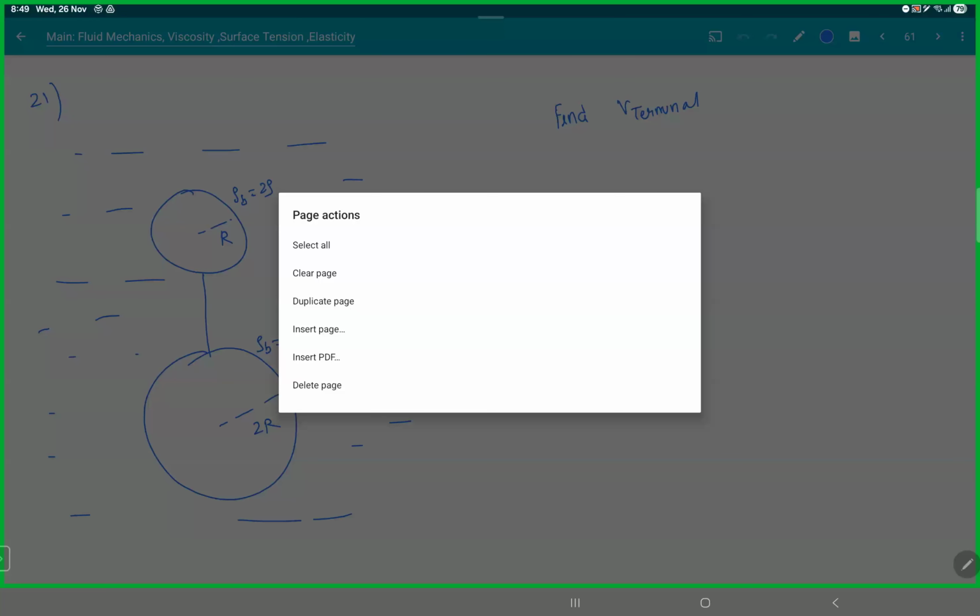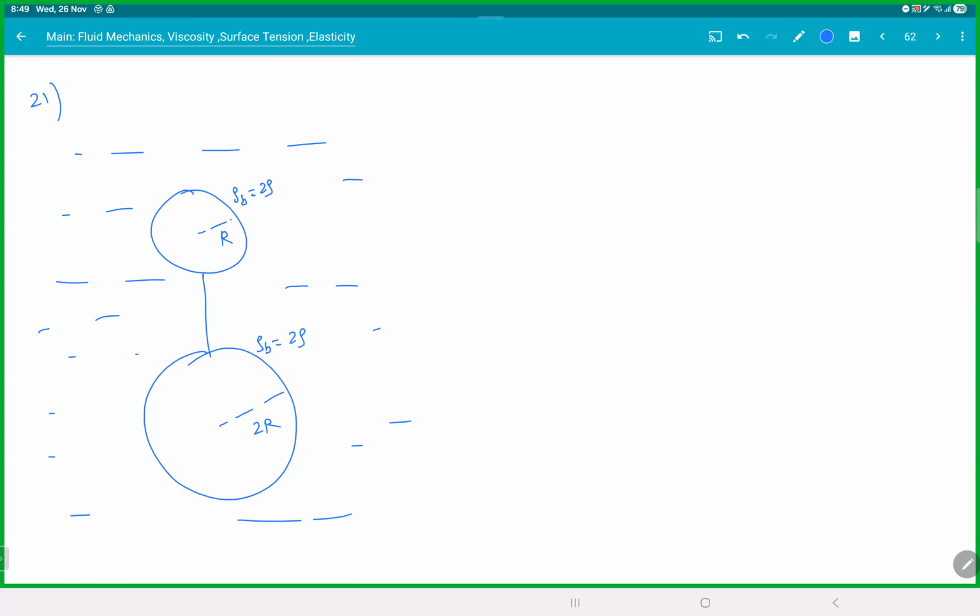Let's see. What are the forces acting on this? There'll be two weights, mg, which will be 2 rho, 4 by 3 pi (2r) whole cube g. There'll be one viscous force. Let's call it F1, which is 6 pi (2r) eta v.